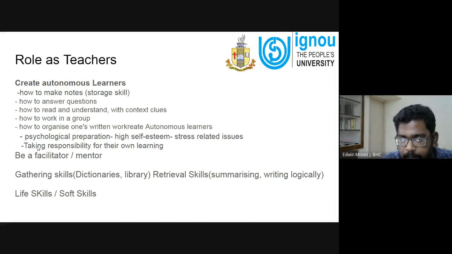I want you to explore. Soft skills, you know, writing creatively, critical thinking, time management, adaptability, all these are part of soft skills, interview skills. So life skills are life-oriented skills. Today, we need to teach students life skills, essentially, as well as soft skills. So I would like to conclude with that.